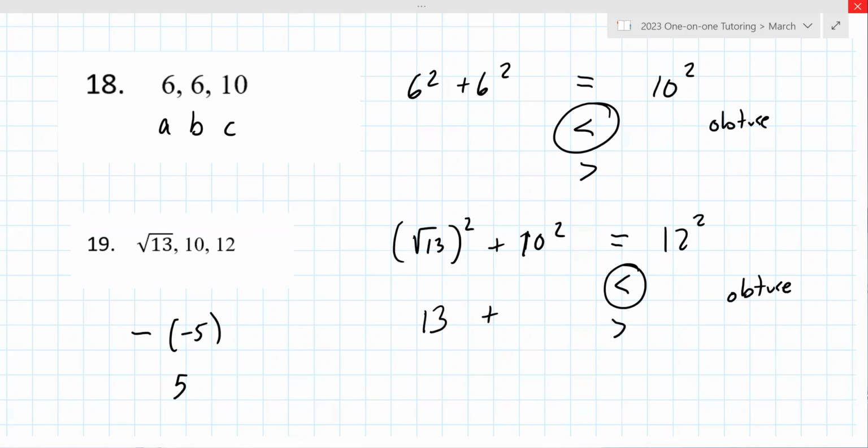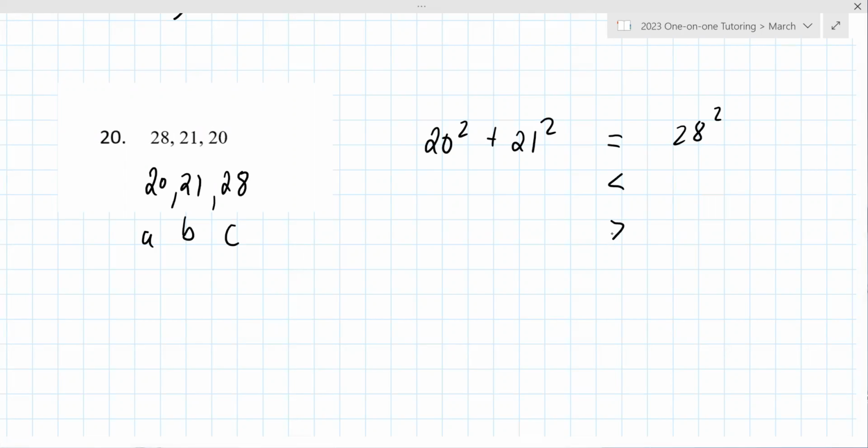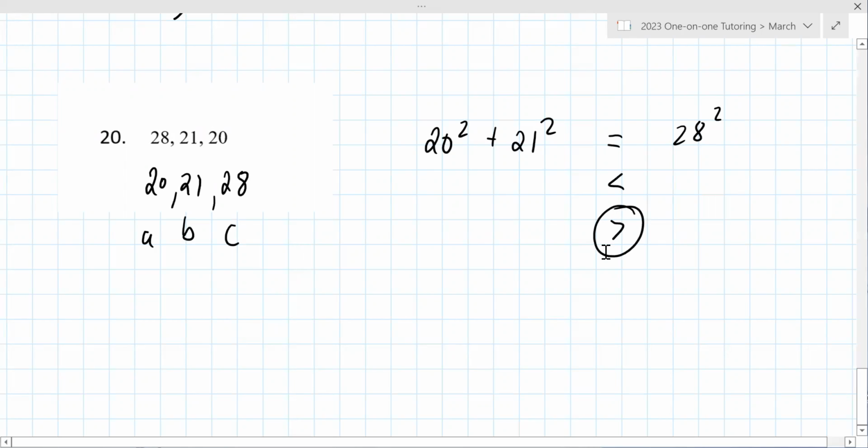For the next one, 20, this one is not in order. If you don't get them in order, if you assign the wrong letter to it, you will get an answer that may not be correct. So just keep that in mind. 20 squared plus 21 squared. How does this compare to 28 squared? 28 squared is less than. Oh wait, yeah. So this one is acute.